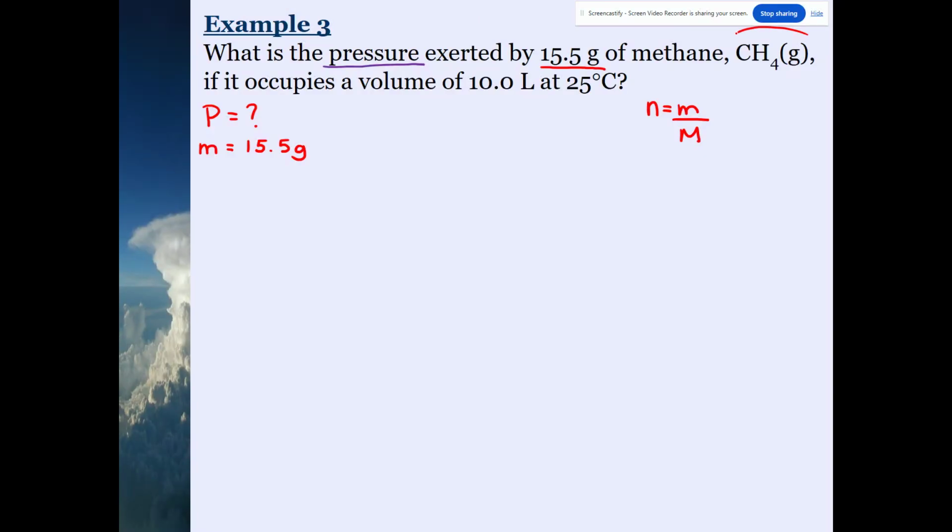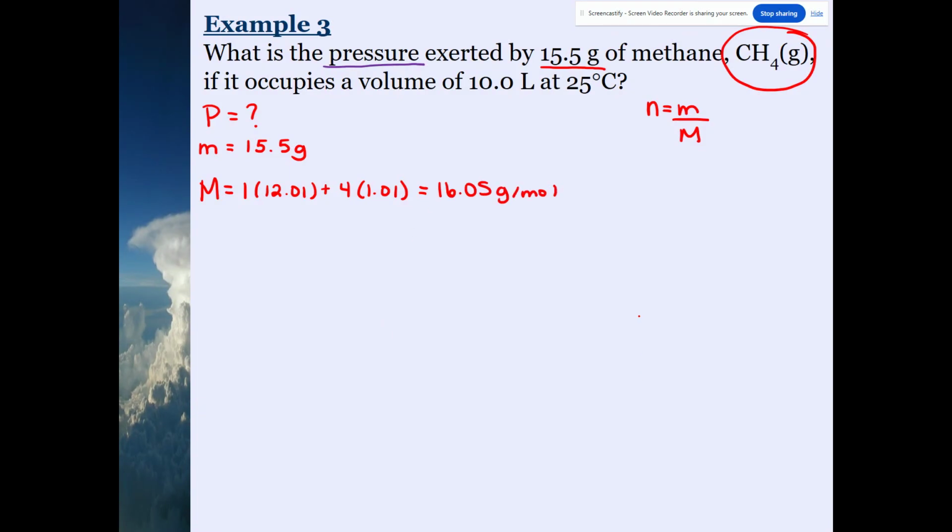Molar mass, remember, comes by taking the formula of your compound, adding up the elements and the number of elements that you have in that compound. So I'm going to write my molar mass here. I have 1 carbon. Carbon is 12.01. And I'm adding that to 4 hydrogens, which are 1.01. So in total, 12.01 plus 4 1.01s. That gives me 16.05 grams per mole.